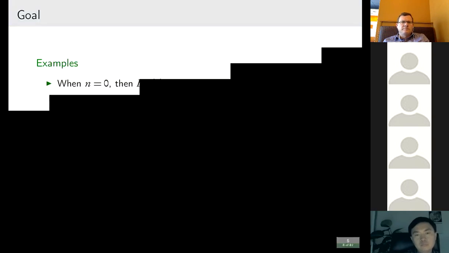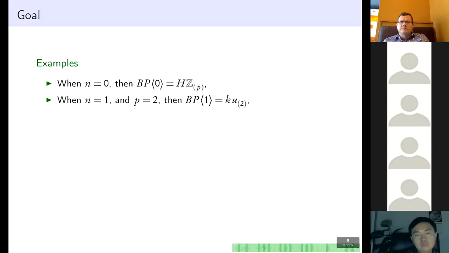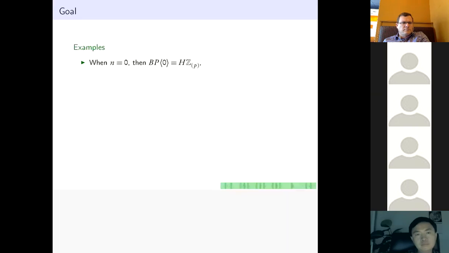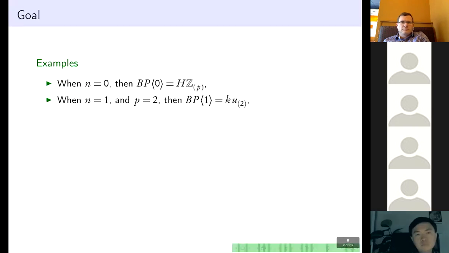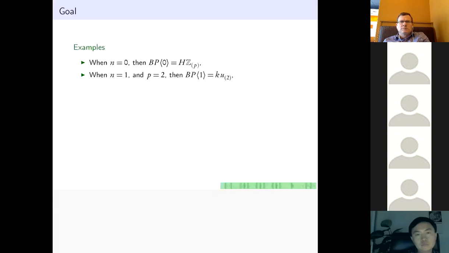When n equals 0, you just get the Eilenberg-MacLane spectrum on the p-local integers, because you killed v_1, v_2, v_3, and so on. When n is equal to 1 and p is equal to 2, BP⟨1⟩ is actually the connective complex K-theory spectrum localized at 2.